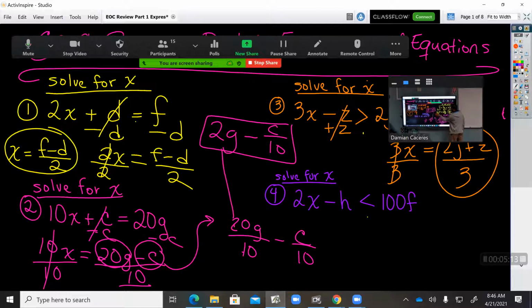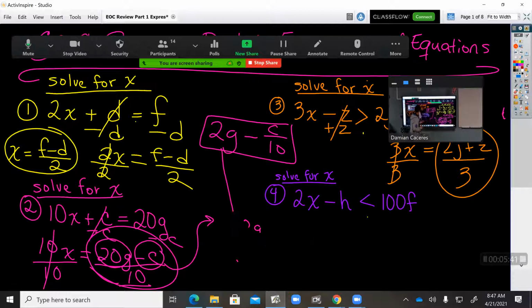Because this turns into 2g. 20g divided by 10 is 2g. Now, 9 times out of 10, you're going to find this answer choice on A through D, so you don't have to do this step. But this is me showing you, if you don't see the answer choice, this is the simple step you're missing. Any questions so far?